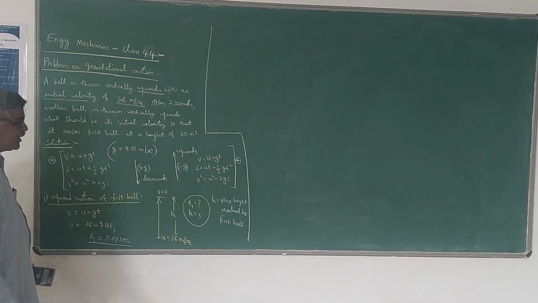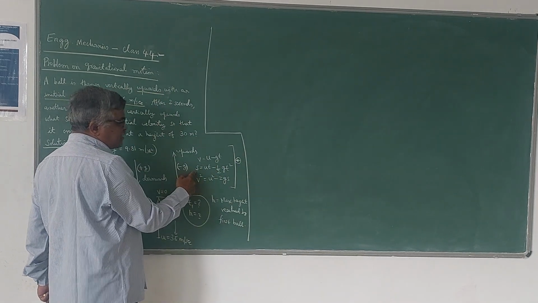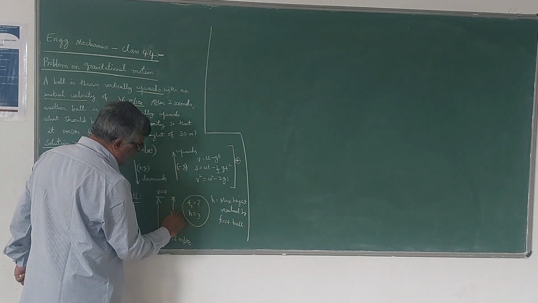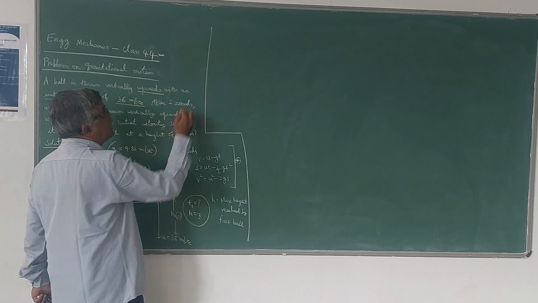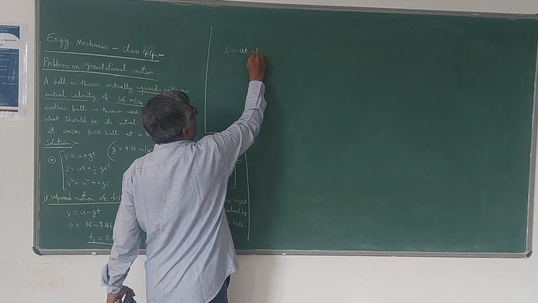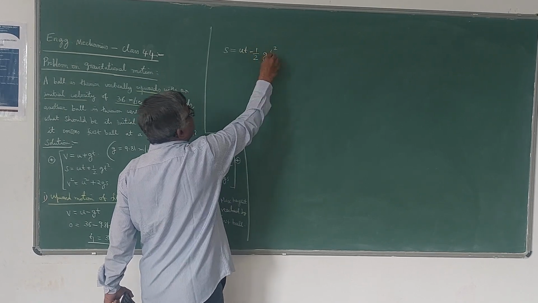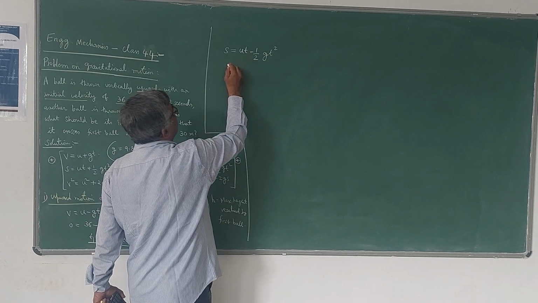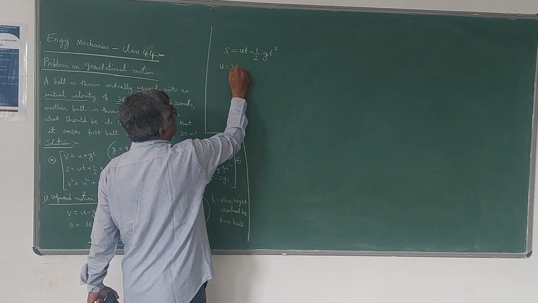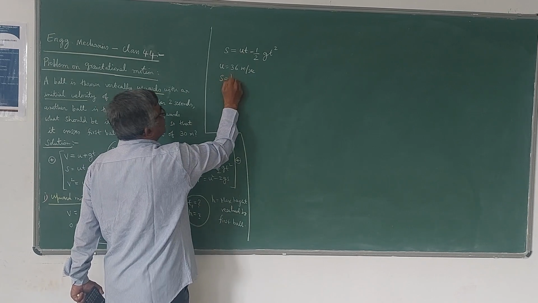Now you can calculate h also. h is given by the second equation. s is nothing but h here, the distance traveled. So I will use that second equation: s is equal to ut minus half gt square. Here once again t is nothing but t1. The u value you know is 36 meters per second, and s is nothing but h.